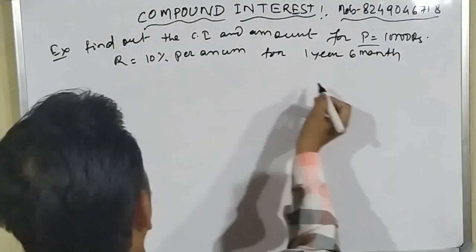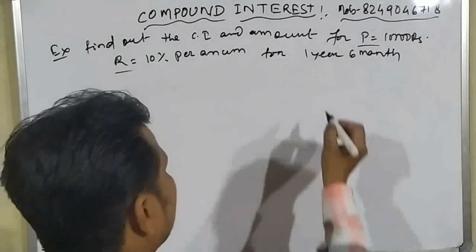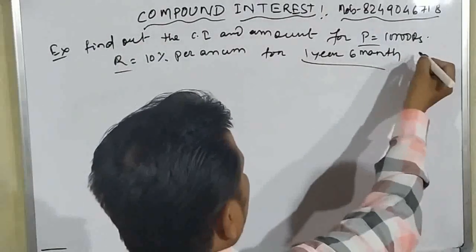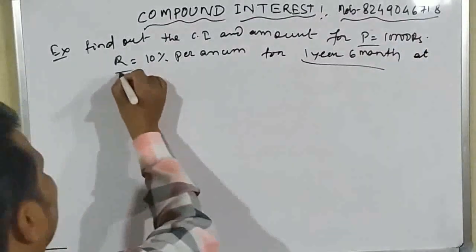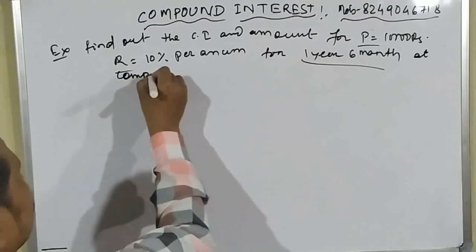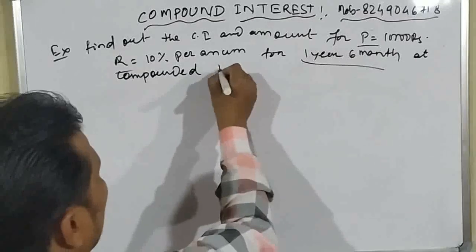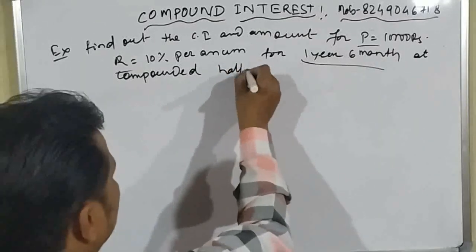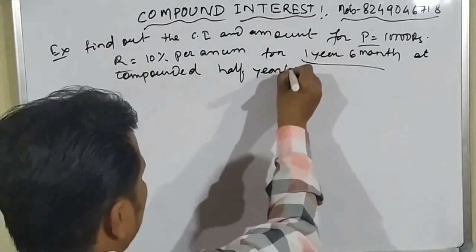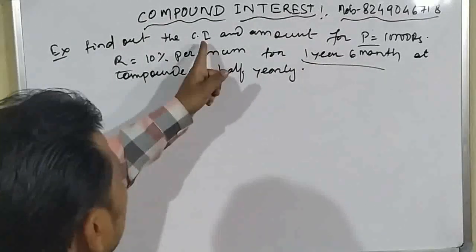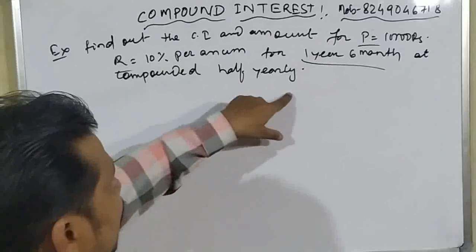Here principal is given, rate of interest is also given, and time is also given. But it is compounded not annually, compounded half yearly. So we have to find out the compound interest if it is compounded half yearly.